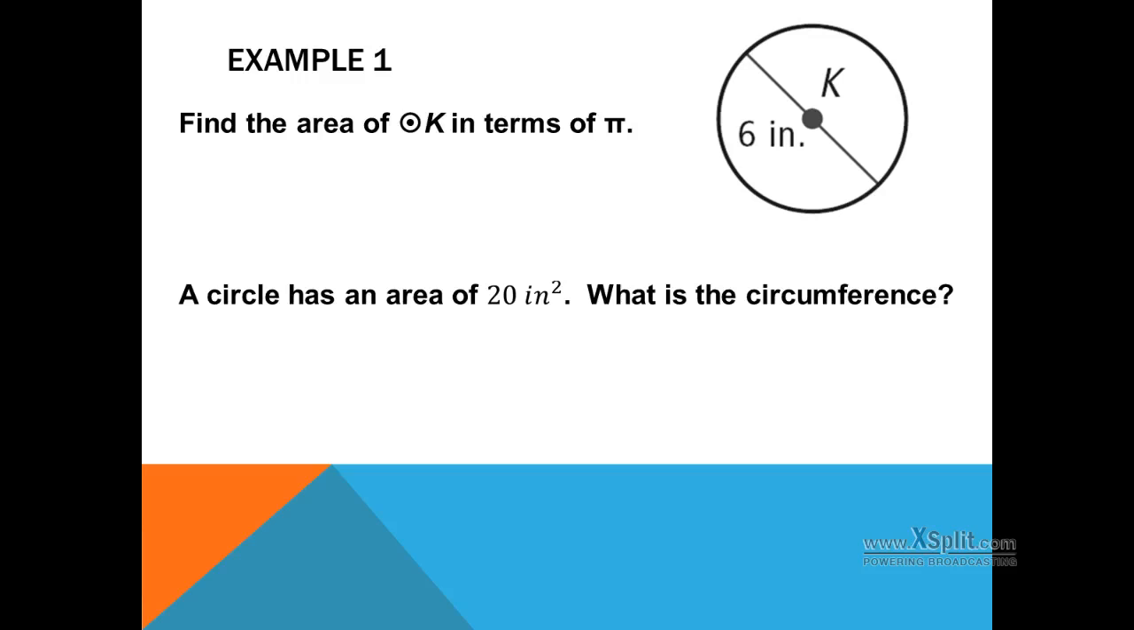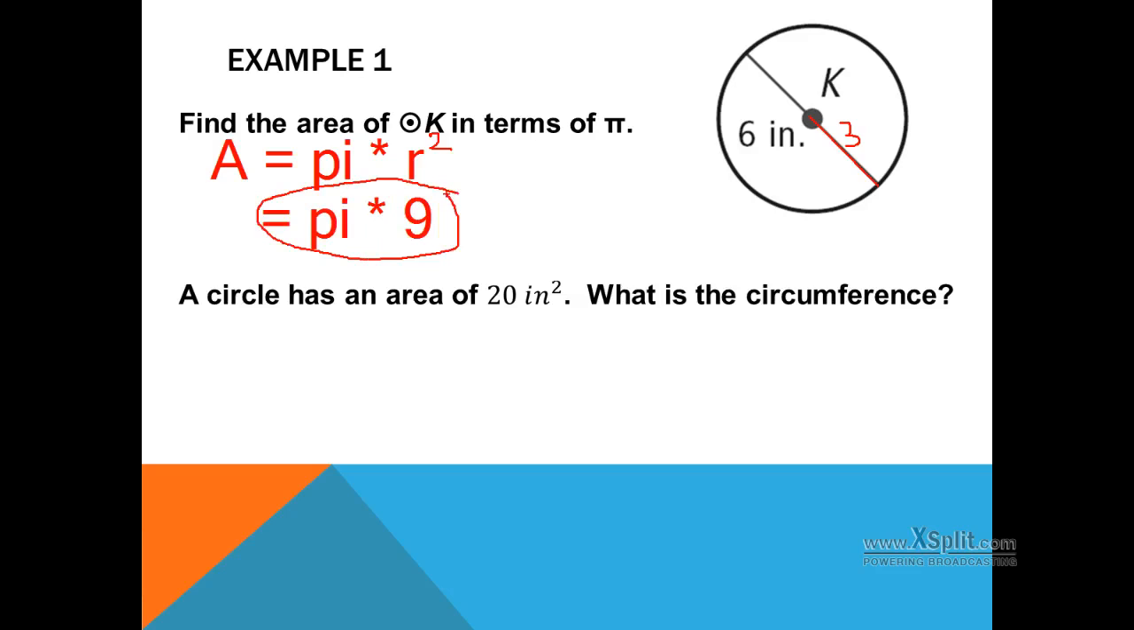For example, in this diagram, we have a circle with a diameter of 6. We want to find the area of this circle. Well, if our diameter is 6 currently, what is our radius? You guessed it. We have a radius of 3, half of 6. We could find the area in terms of pi. A equals pi r squared. That's pi times 3 squared, which is 9. We'd say that the area is really just 9 pi.